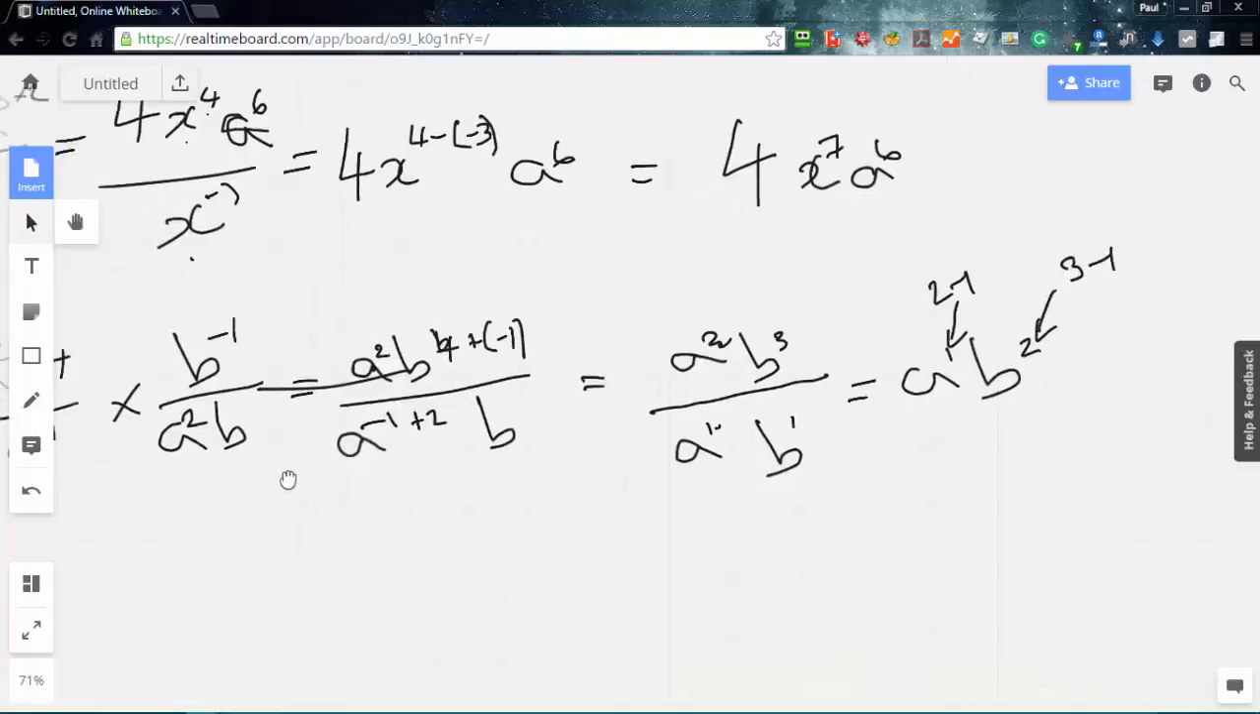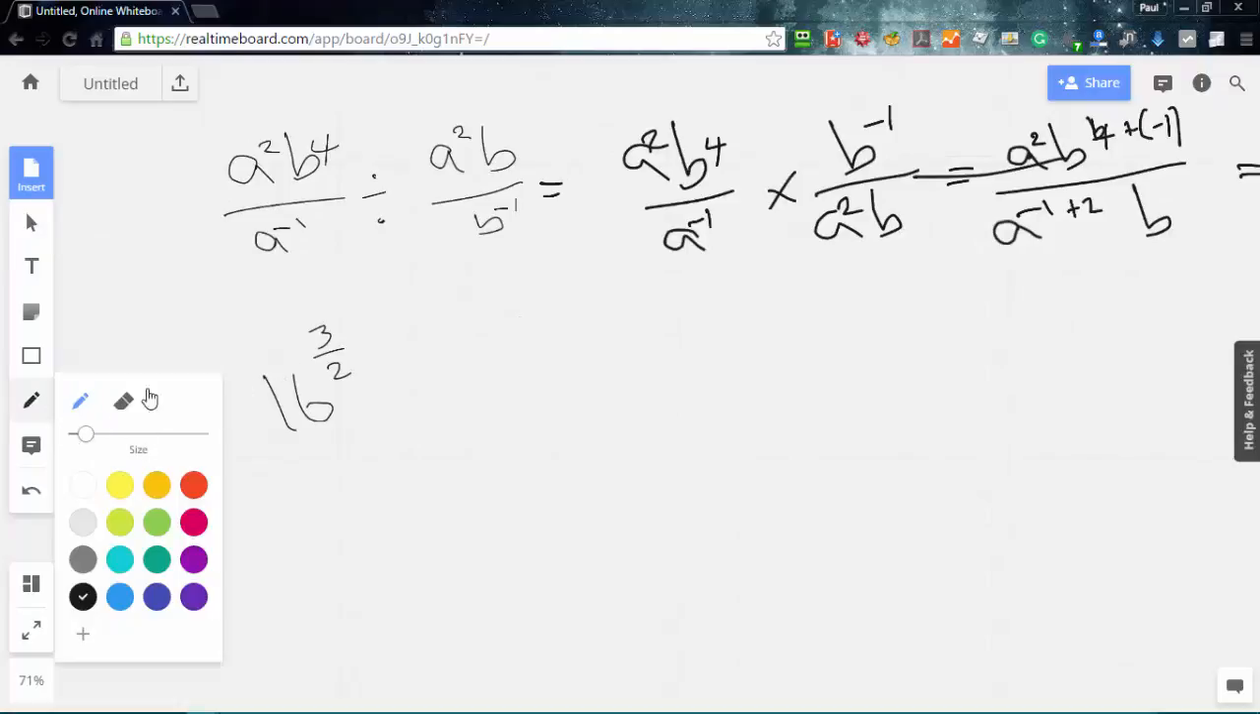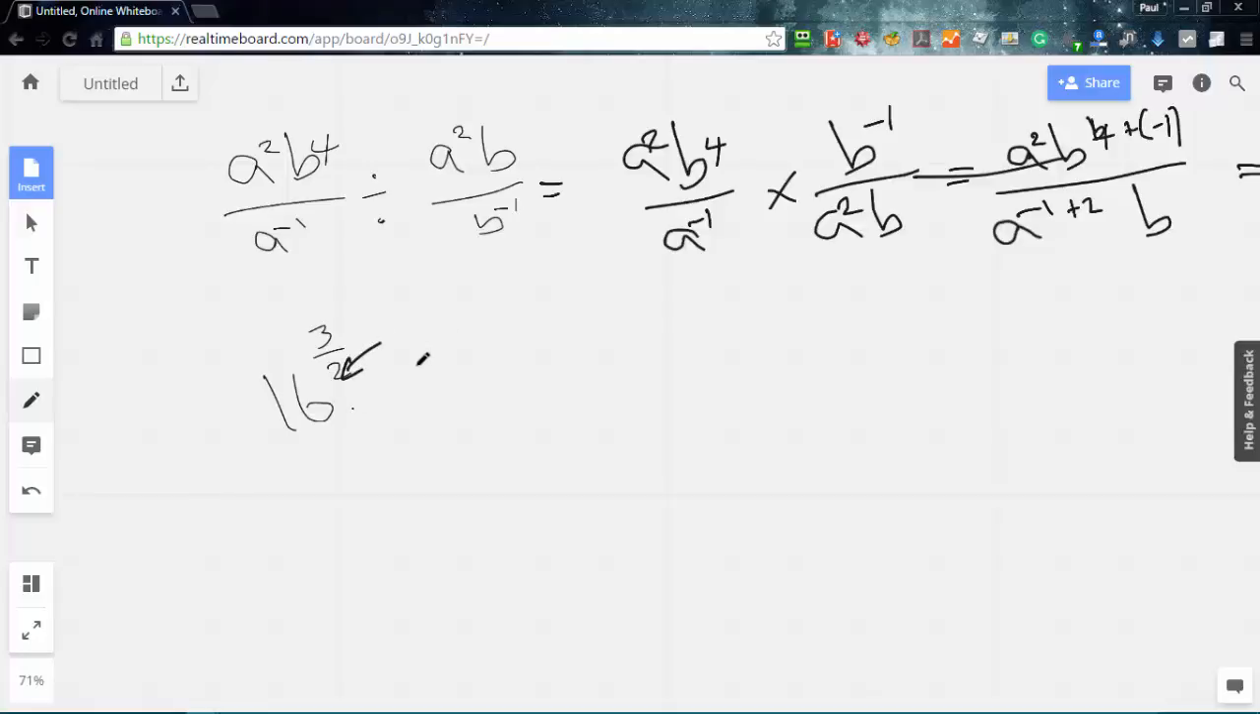So let's try another one. For this one we've got 16 to the power 3 over 2. When you get fractions like this, the bit at the bottom is a root. So that's telling me square root of 16, all cubed. If that was a 3, it would be the cube root. So I can rewrite this as the square root of 16 and then cubed. The first step, the square root of 16 is 4. Don't forget the cubed. And 4 cubed is 4 times 4 is 16, times 4 is 64. And that's it.